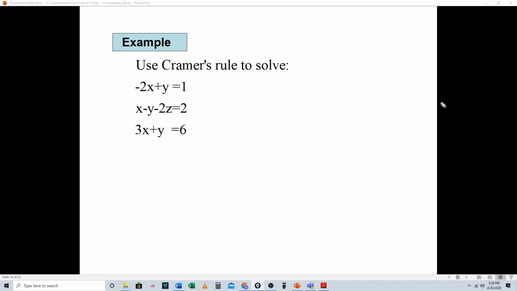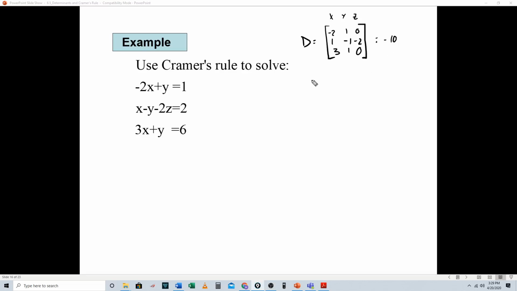So we want to first set up our matrices. There are 4 matrices because you have a D, X, Y, and Z. D would just be all the coefficients of X, Y, and Z. So negative 2, 1, there's no Z, so 0. 1, negative 1, negative 2. 3, 1, 0. Does this look familiar? I think this is the matrix we just saw. We already know that's negative 10.